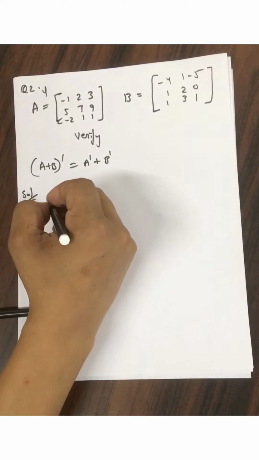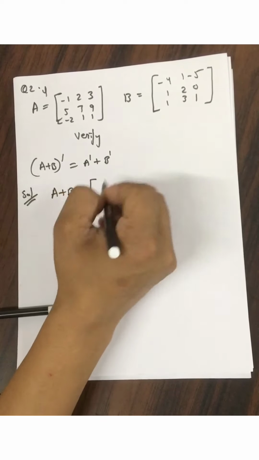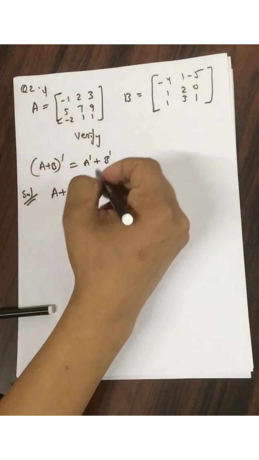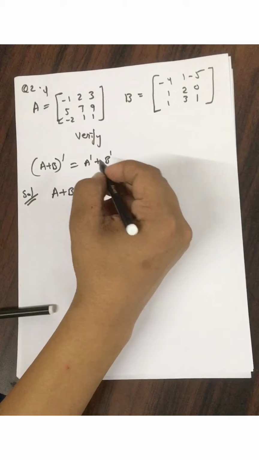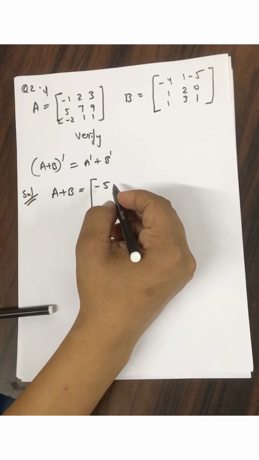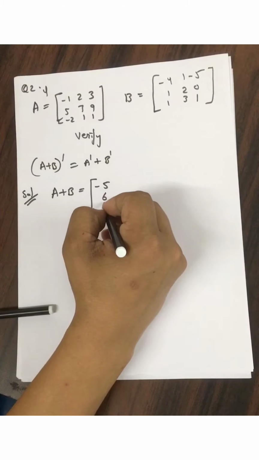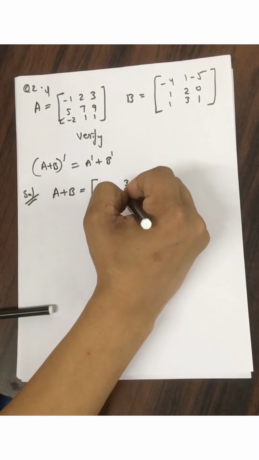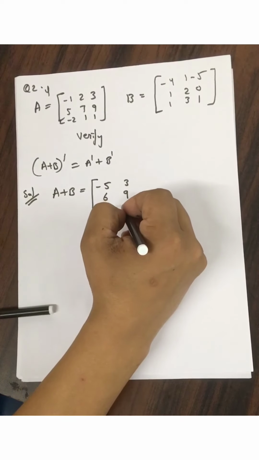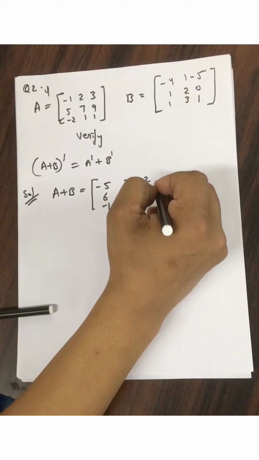So, first let us find A plus B. Add up directly. -1 and -4 is how much? -5. Yes, we add up these two. The next will be what? 6, next will be -1, next 3, 9 and this will be 4, this will be -2, this will be 9, this is 2. Okay.